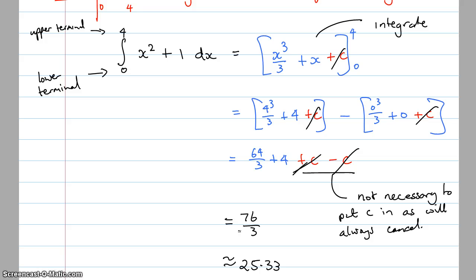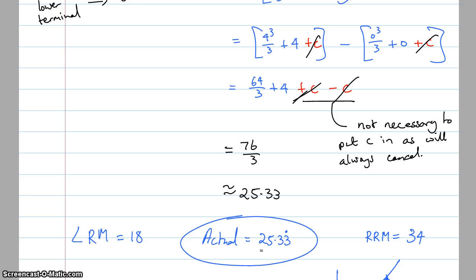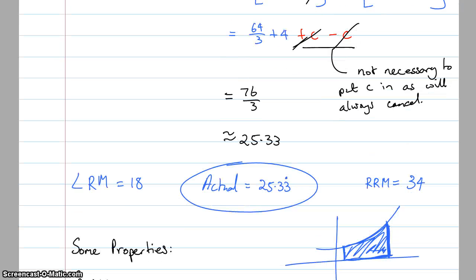Now, I'm just going to put this a little bit into perspective. 76 over 3 is approximately equal to 25.33 if I do the control equals thing. In the previous video, when I was doing the left-hand rectangle method I got 18, and the right-hand rectangle method I got 34, and the actual area is 25.33. So you can see that these are helpful, but the actual answer is somewhere in the middle of those two.